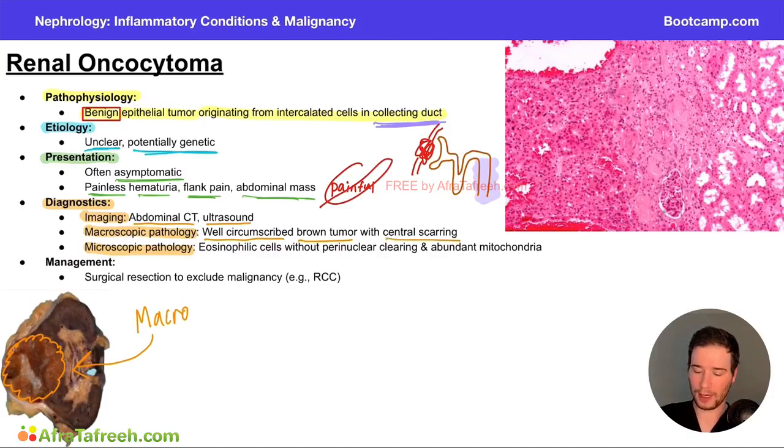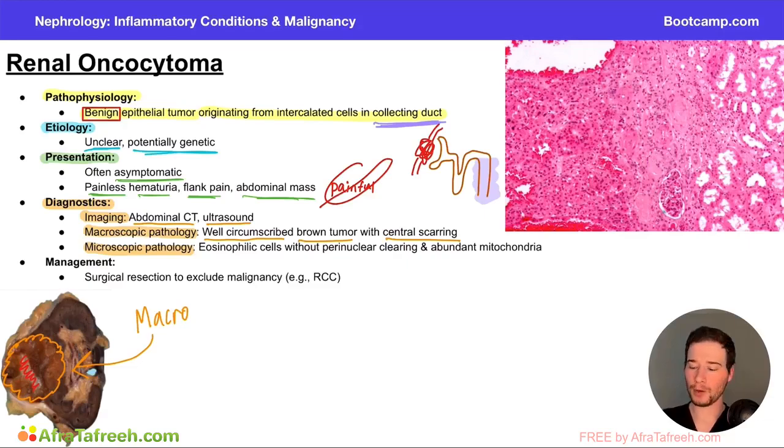So you can see by looking at the color of this, right, you would appreciate this is a brownish, goldish tumor, right? And there is this area of central scarring right in the middle that we expect to see with these tumors as well. So these findings in combination with one another, a well circumscribed brown tumor with central scarring, well, this is a classic macroscopic presentation that they could give you in a question stem and expect you to realize that, oh, that's the benign oncocytoma.